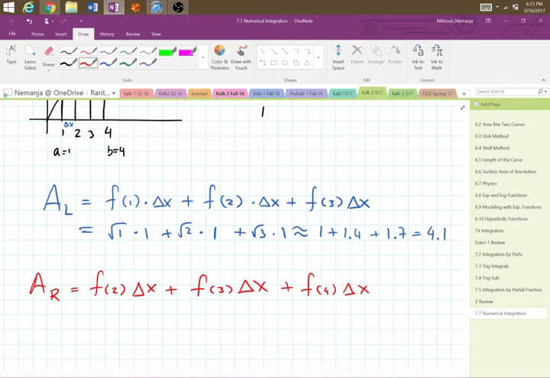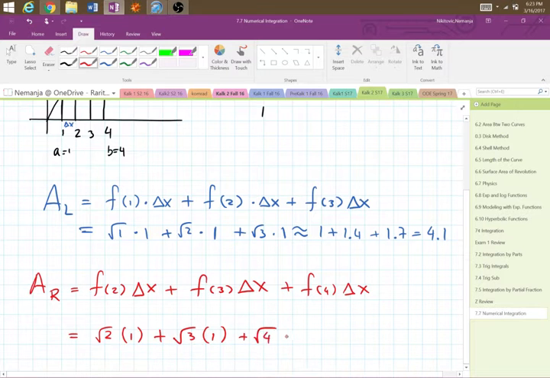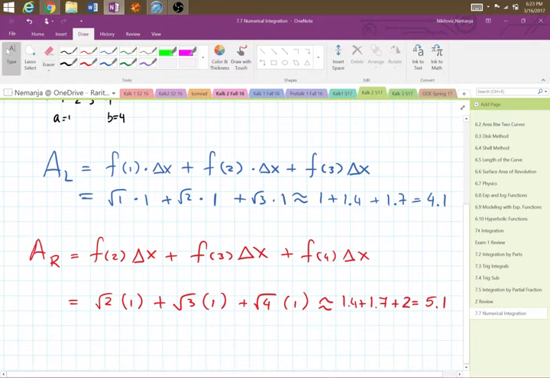There we go. So this is equal to square root of 2 times 1 plus square root of 3 times 1 plus square root of 4 times 1, which approximately is 1.4 plus 1.7 plus 2, which is about 5.1. So now with these two calculations, I learned that the actual area is in between these two values, 4.1 and 5.1. Now you can go and average those numbers. You still won't have it exact, but it's somewhere around 4.6, let's say.